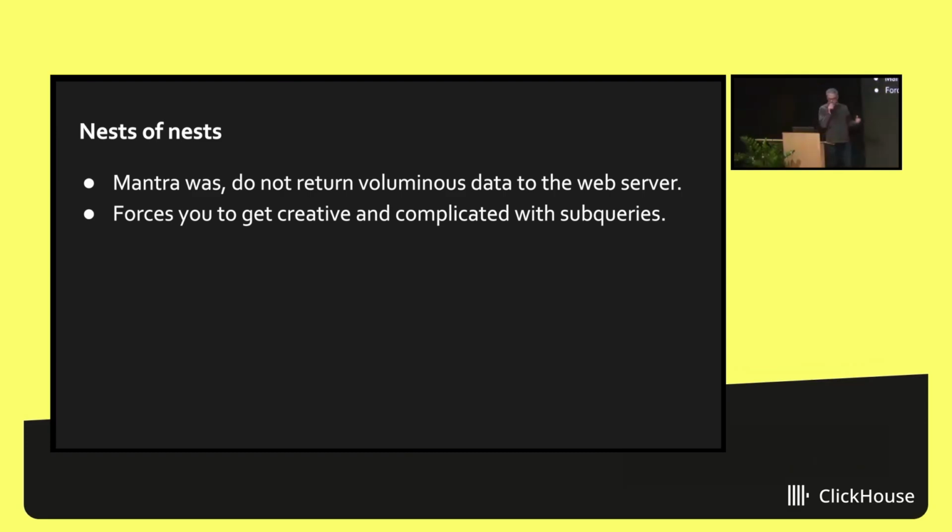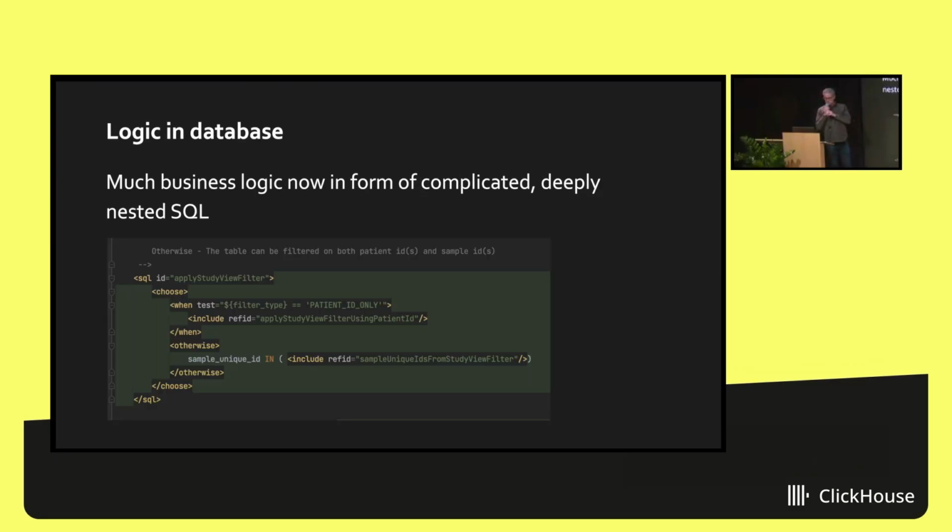The mantra of our refactoring effort was, do not return voluminous data to the web server. Keep it in the database. Process it in the database. And so that forces you to get creative and complicated with subqueries. So all of our business logic now is in the form of these complicated, deeply nested SQL queries. And of course, we use MyBatis to format that, and that helps a lot in terms of making these queries readable and composable and modular.